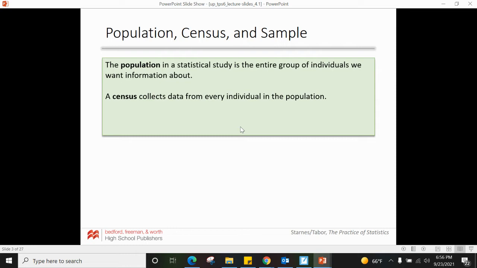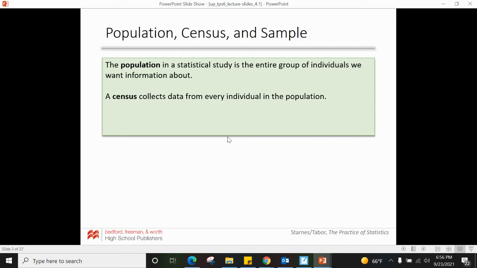Now, the one thing to keep in mind is that the census isn't actually a true census in America. It would be nearly impossible to survey every single individual in America. There's just too many of them. And so they do a very good job of it, but it's not a perfect census. A perfect census collects data on every single person in the population.